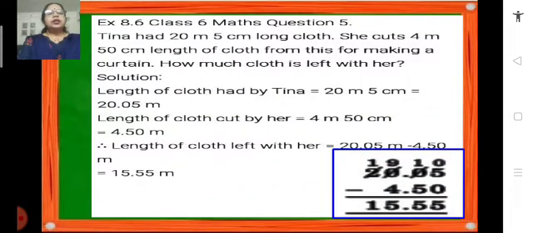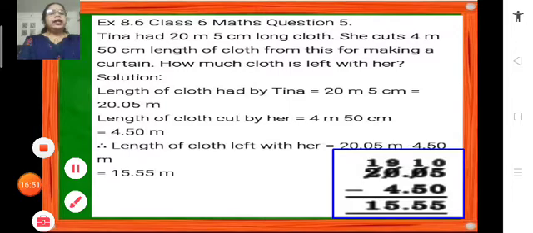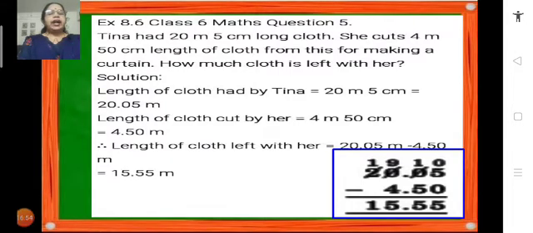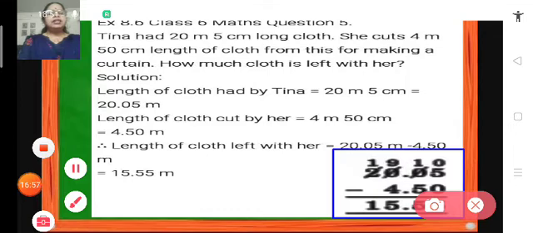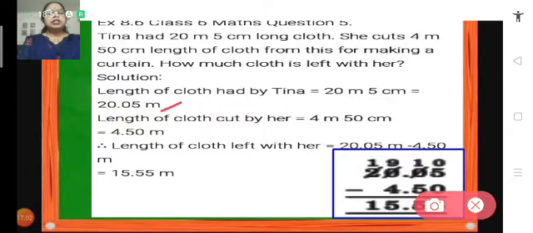Now, next question number 5. Tina had 20 meters 5 centimeters long cloth. She cuts 4 meters 50 centimeters length of cloth from this for making a curtain. How much cloth is left with her? So, what was the total length of cloth which Tina had? It is 20 meters 5 centimeters. That means it is 20.05 meters, isn't it? Because 5 centimeters is equal to 0.05 meters.